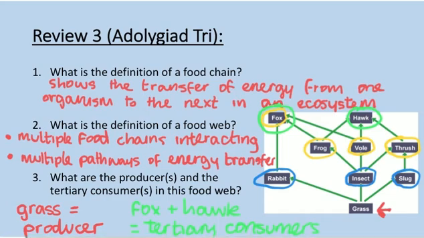So hopefully you've got the answer that grass is the producer and the fox and the hawk are the tertiary consumers. So give yourselves a mark out of 4 for this one. So 1 mark for question 1, 1 mark for question 2, and 2 marks for question 3, 1 for the producer, 1 for the tertiary consumers.